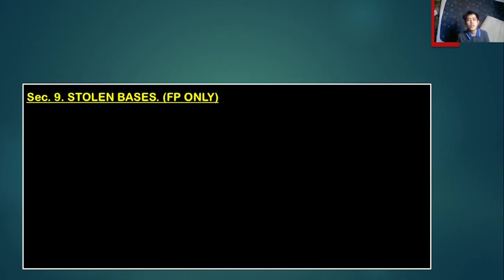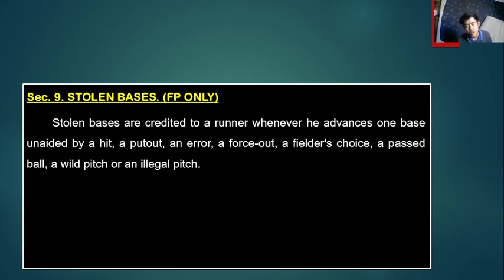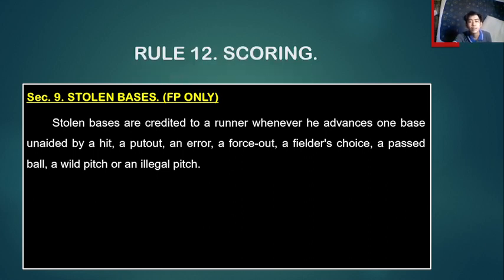Next is section 9, which is the stolen bases for the fast pitch only. These are credited to a runner whenever he advances one base unaided by a hit, a put out, an error, a forced out, a fielder's choice, a passed ball, a wild pitch, or an illegal pitch.